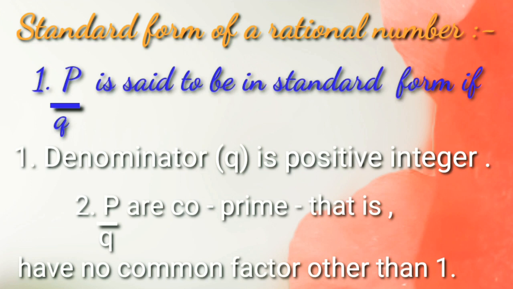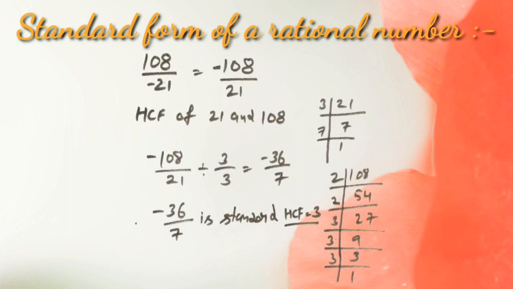जो HCF होगा दोनों नंबर्स का क्या होना चाहिए? वो 1 होना चाहिए. Then the number is said to be in the standard form. तब वो नंबर किस में होगा? स्टैंडर्ड फॉर्म में होगा. For example, you are having 108 over -21.